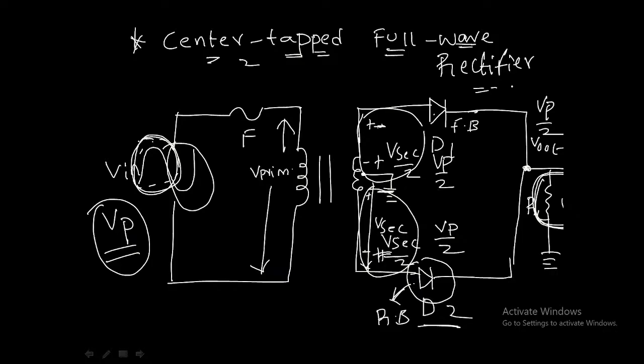So that is about the full wave rectifier, the effect of turns ratio on the full wave rectifier, and the center tap full wave rectifier. I hope this video is clear and you have got a clear idea about what is meant by a full wave rectifier, how it operates, and how the turns ratio and transformer ratio affect the peak output voltage, everything.